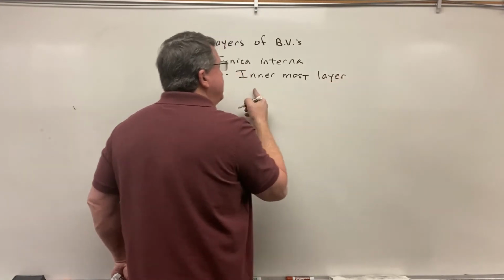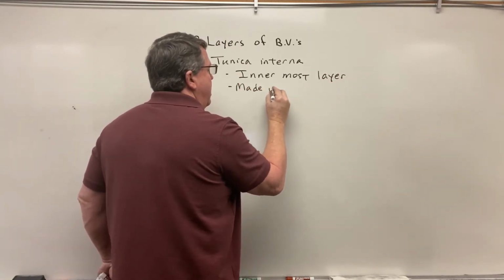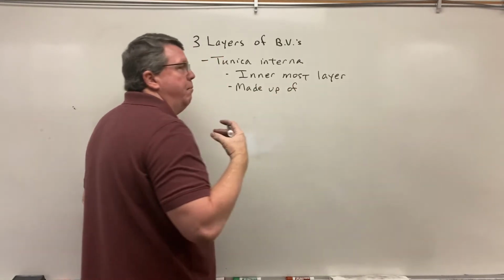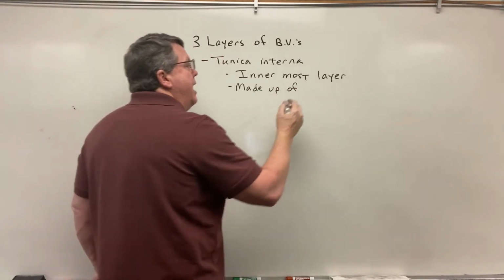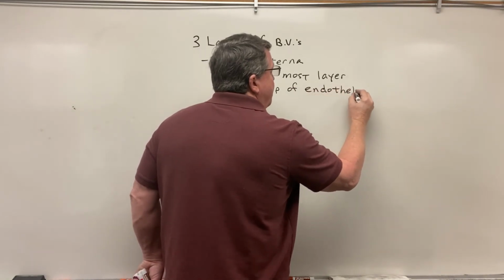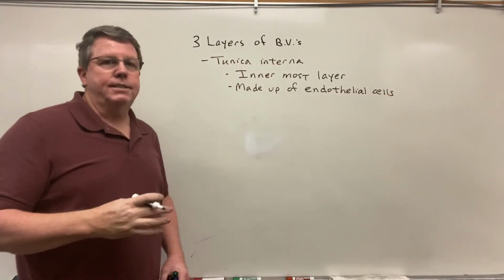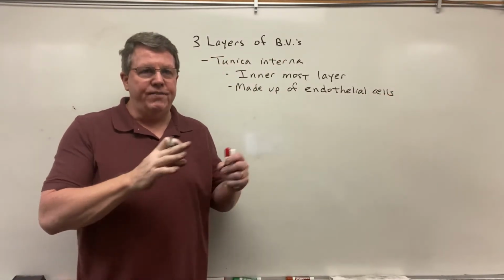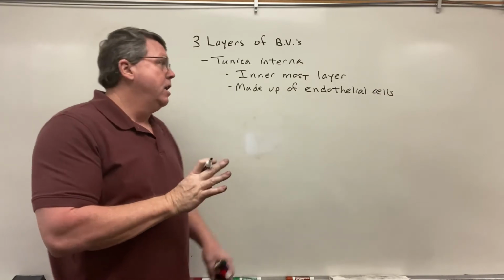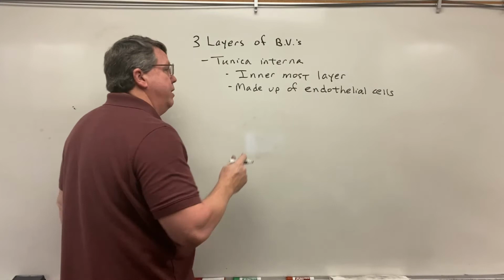Okay, and so this layer is going to be made up of endothelial cells. If you remember, when we talked before, we basically said endothelial cells are basically the same as our skin cells, but they don't have the keratin. All right? So that's going to be lining the inside of the blood vessel. And I'm going to draw a picture of it in a minute.